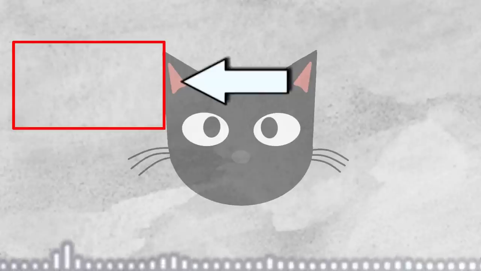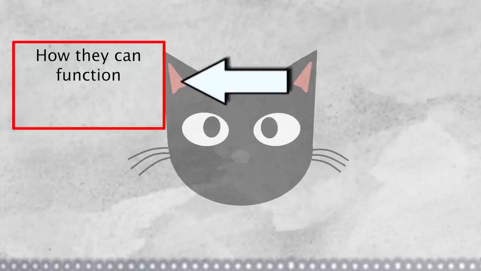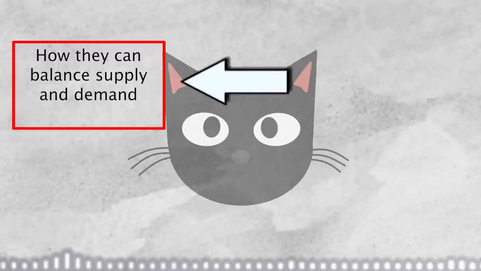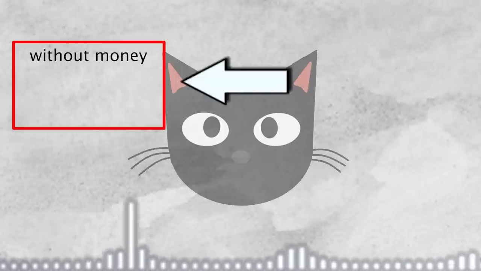The video that will appear here, I think, is especially important because it explains how a socialist and communist system can work, how they can function, and how they can balance supply and demand without any market economy, without state or central planning, and even without money.